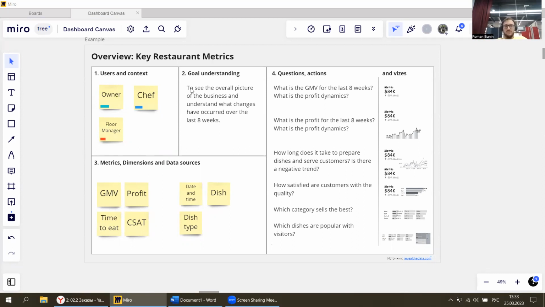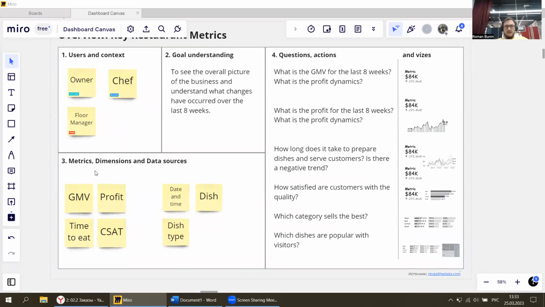And for example, we consider some time frame, say the last 8 weeks, because it sounds quite reasonable for a restaurant. Longer periods are maybe not so relevant. So the main idea is set. Now we can list the metrics and dimensions we are going to use, like gross merchandise value, profit, customer satisfaction, and time to eat, and also the dimensions.